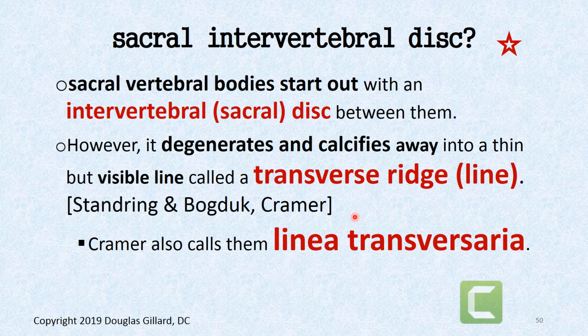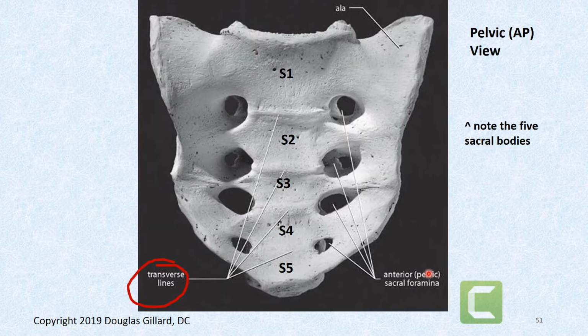Cramer also reverses it and calls them linea transversaria, so watch out for that. You can usually decipher that if you saw it on a test. It's common in anatomy to flip things backwards and make it more of a Latin-type word. It means the same thing.